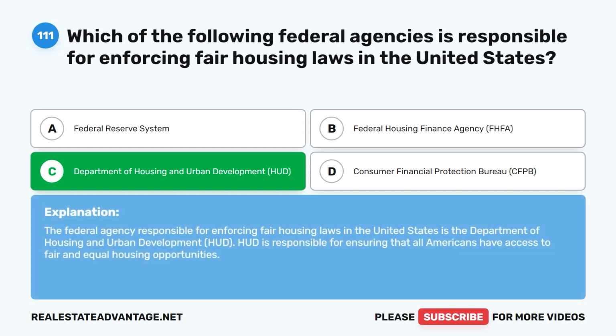The federal agency responsible for enforcing fair housing laws in the United States is the Department of Housing and Urban Development, HUD. HUD is responsible for ensuring that all Americans have access to fair and equal housing opportunities.